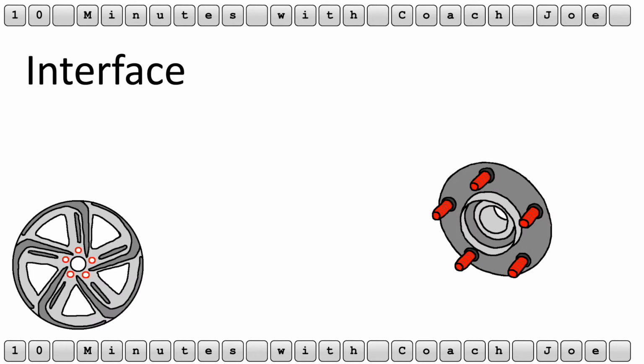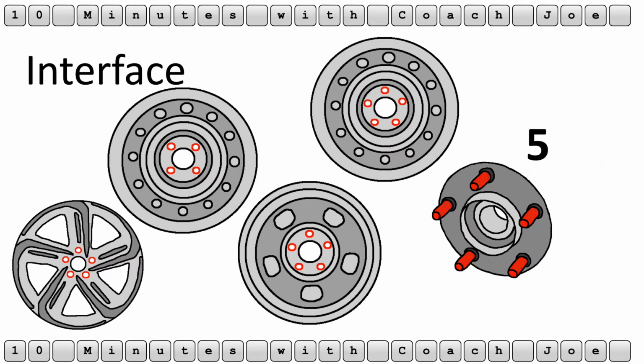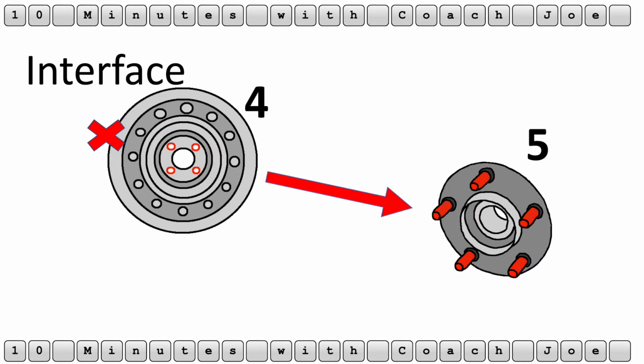Now imagine we have several wheel rims to choose from. Which one should we use? The wheel rim is the class implementing the wheel hub interface. That means only wheel rims with 5 holes can be mounted to wheel hubs with 5 bolts. Here we can choose from 3 wheel rims. They all have 5 holes. This wheel rim has 4 holes and will not fit. This wheel rim with 4 holes is not implementing the 5-bolt wheel hub interface.